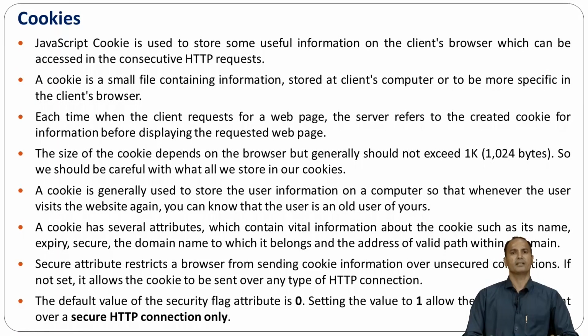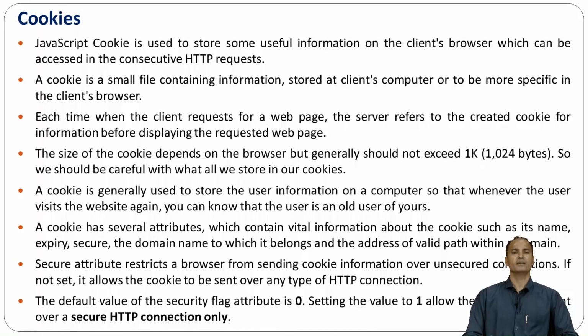Each time the client requests a web page, the server refers to the created cookie for information before displaying the requested web page. The size of the cookie depends on the browser, but generally it should not exceed 1 kilobyte. So we should be careful with what we store in our cookies. A cookie is generally used to store the user information on a computer, so that whenever the user visits the website again, you can know whether the user is an old user or a new one based on the cookie ID.